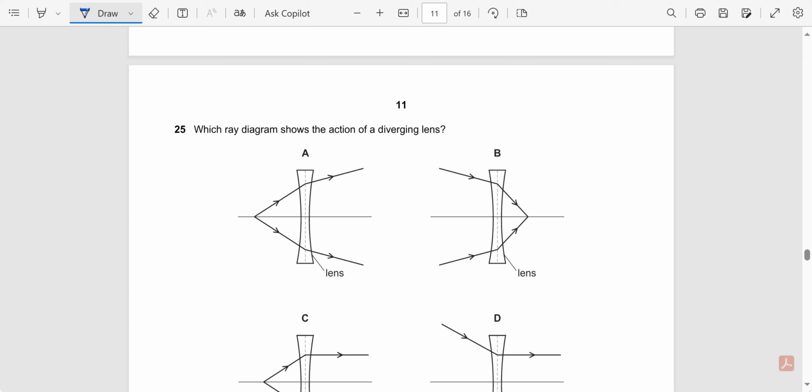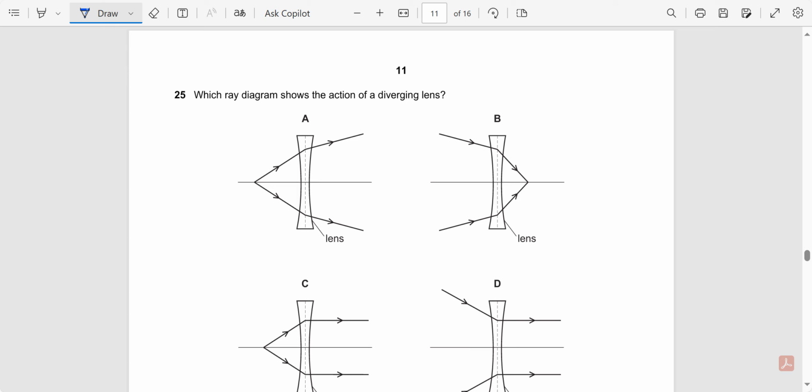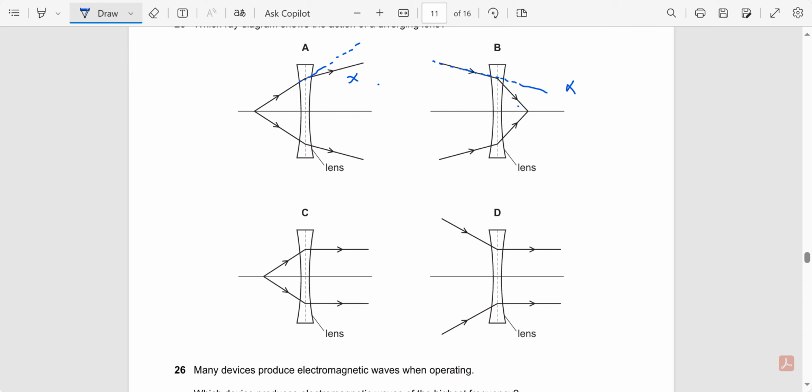The ray diagram shows the action of a diverging lens. So a diverging lens will always diverge. See, this ray should go this way, but it is converging, right? So that's not diverging. This ray should go this way and it's converging again, so that's not diverging. This ray should go this way and it's again converging, it's going inside, so that's not diverging. This ray should go this way and it is going out, so it's a diverging one. So that's this.